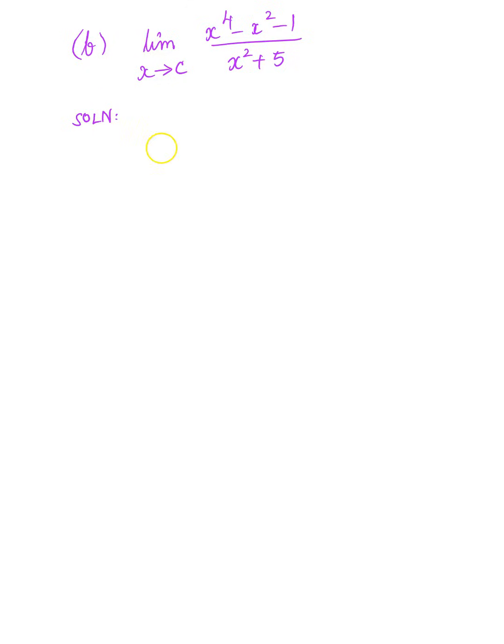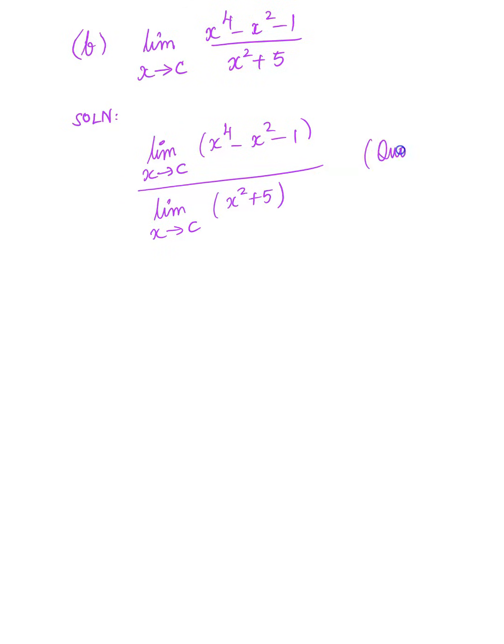So very intuitively, we can use the quotient rule to separate the limit individually for the numerator and for the denominator. Support your answer by saying it was the quotient rule.